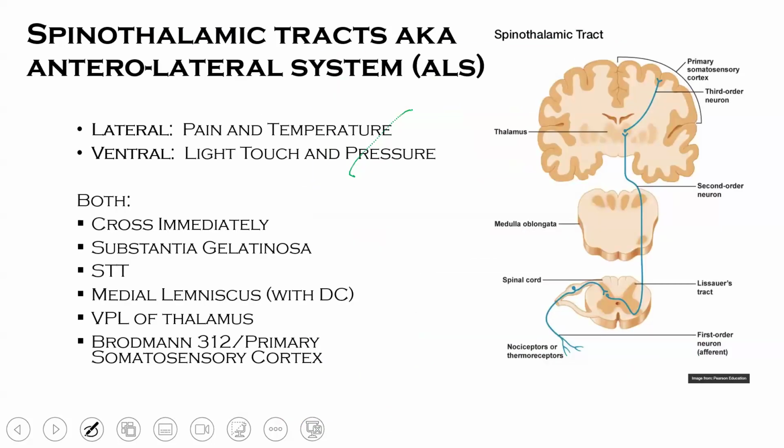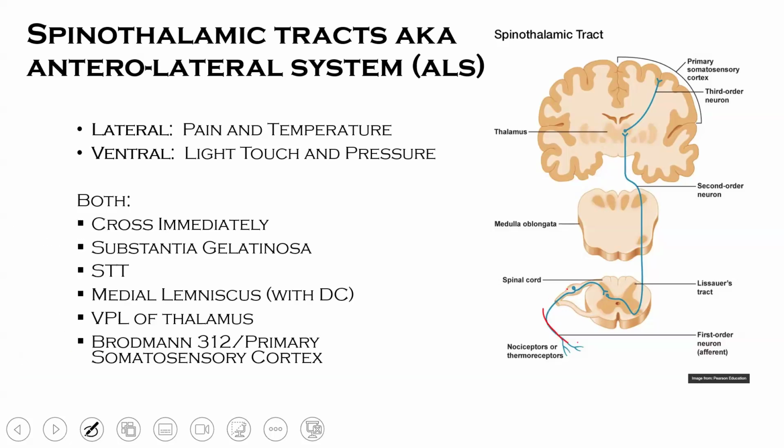So our spinothalamic tract, sometimes you'll see it as the anterolateral system or ALS. And what you're looking at here is the lateral and ventral spinothalamics. So lateral and ventral spinothalamic. The lateral spinothalamic tract specifically is going to deliver pain and temperature sensation to the brain. Ventral is for light touch and pressure. And both of these are going to cross over.